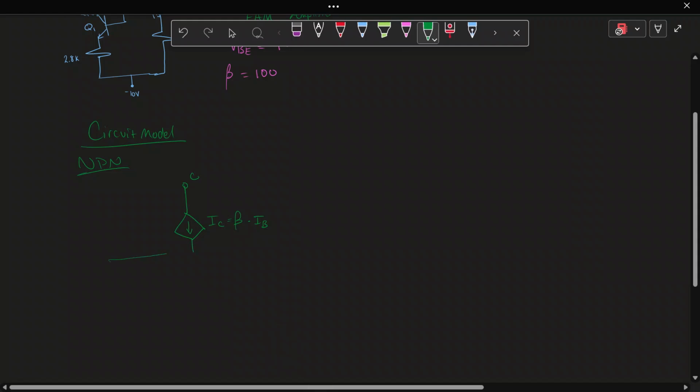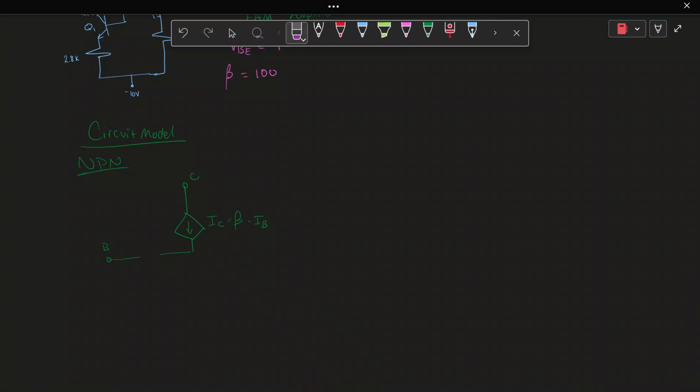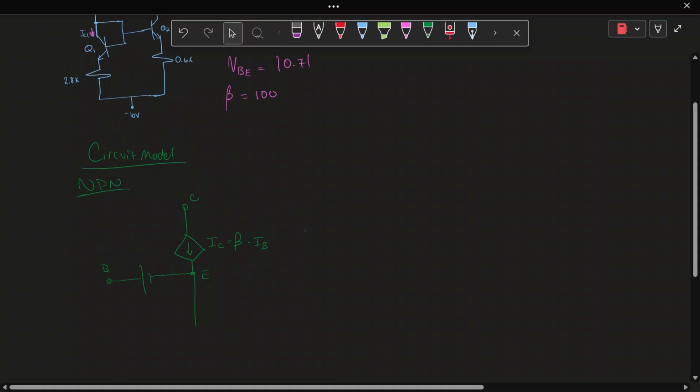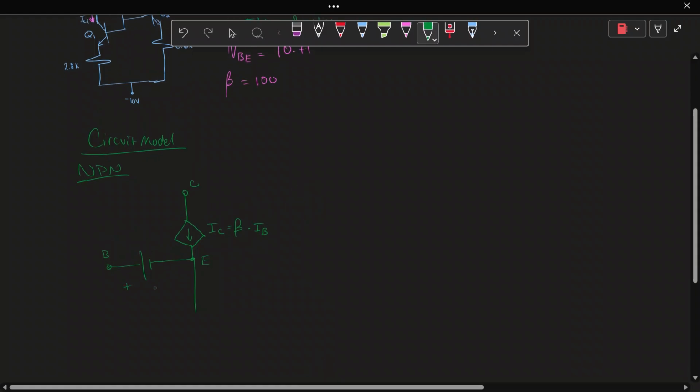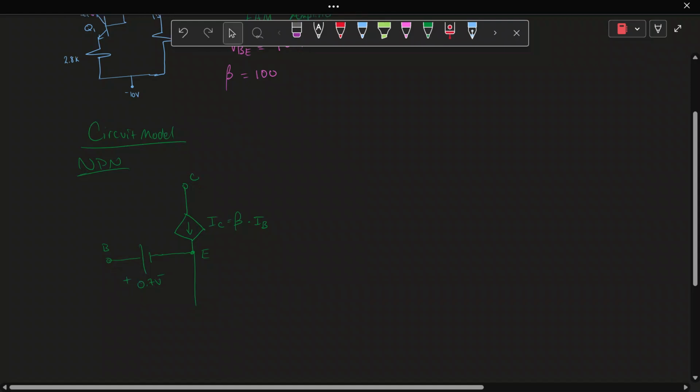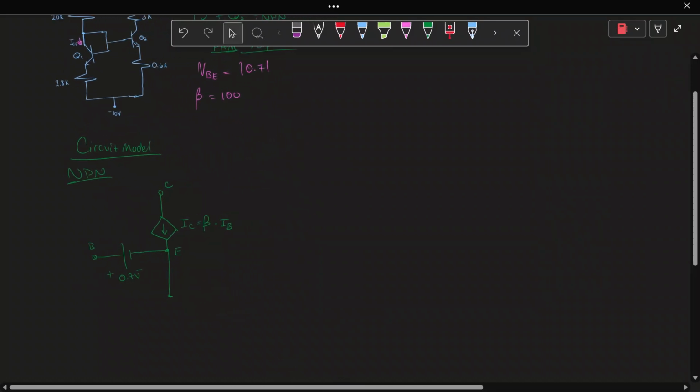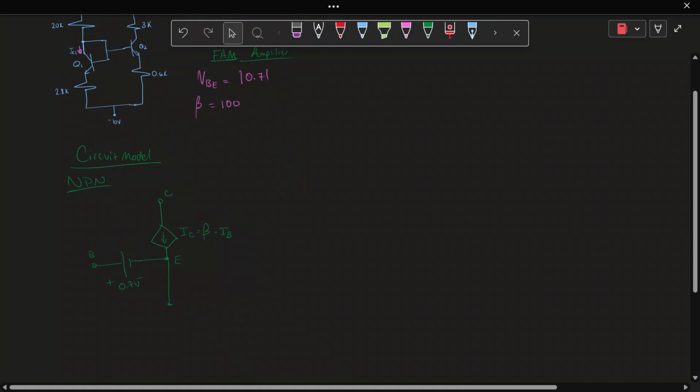Then you have the base over here, and you have a voltage drop. Of course, this is the emitter. You have a voltage drop between base and emitter. And for an NPN, your VBE is positive 0.7. So you have a voltage drop of 0.7 volts, like this. And this is your NPN circuit model for forward active mode.